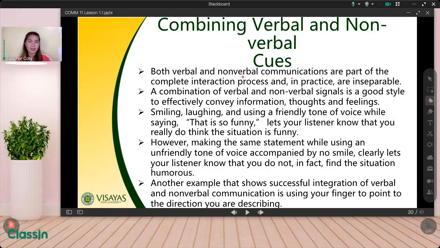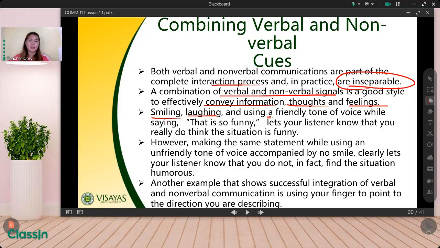Next, combining verbal and nonverbal cues. Both verbal and nonverbal communication are part of the complete interaction process, and in practice they're inseparable. We cannot really separate them, because when we are saying words, there are accompanying nonverbal cues, consciously or unconsciously. A combination of verbal and nonverbal signals is a good style to effectively convey information, thoughts, and feelings. That's why if you want to be a great communicator, you have to skillfully know how to effectively use verbal and nonverbal cues, right?